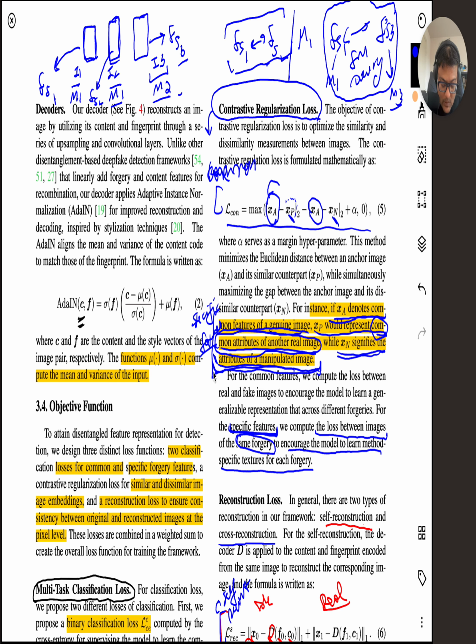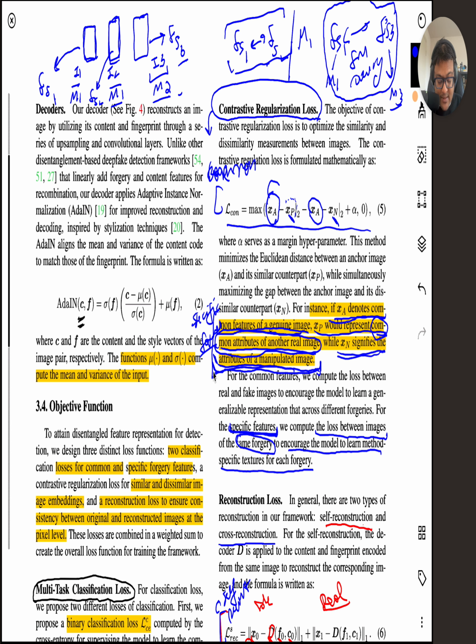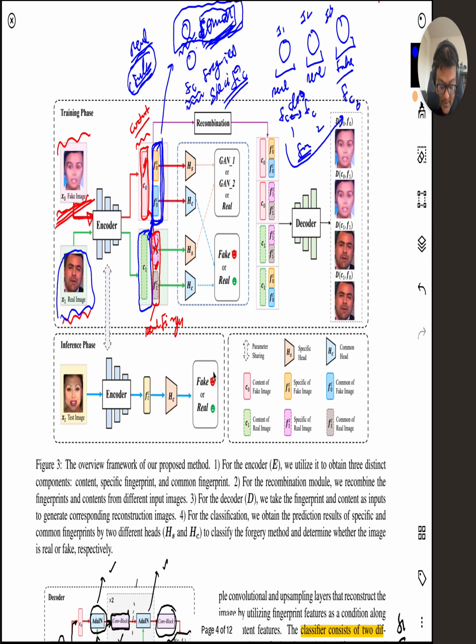Okay, now let me move further. These are all the constraints which they have on their network, and the only way they could apply this loss was if you had one real image and then several fake images. That is the justification of why they are applying their network on a pair of images. So that is why in figure 1 they are operating on a fake image and a real image together.